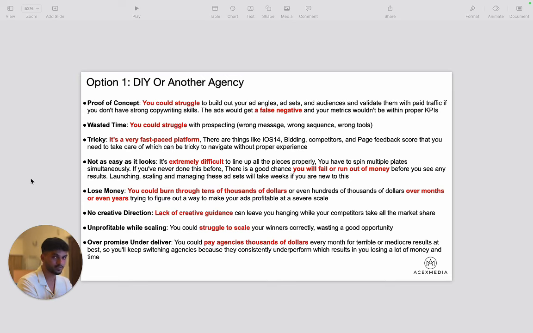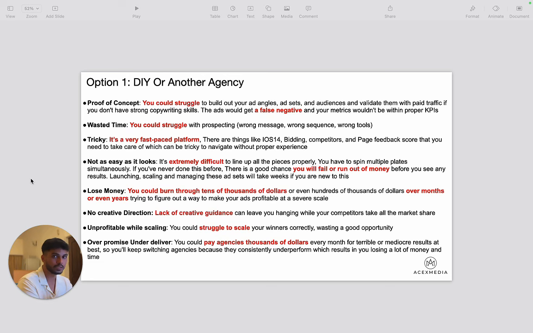From a 30,000 foot view, you can think it's easy, and you can run ads and be profitable. But it's extremely difficult, and you need to line up all the pieces properly, and you need to spin multiple plates simultaneously. So if you've never done this before, then there's a good chance that you will fail, or you will run out of money before you see any results. And you have things like launching new campaigns, scaling them, and managing them. It's going to take you weeks if you're new to this.